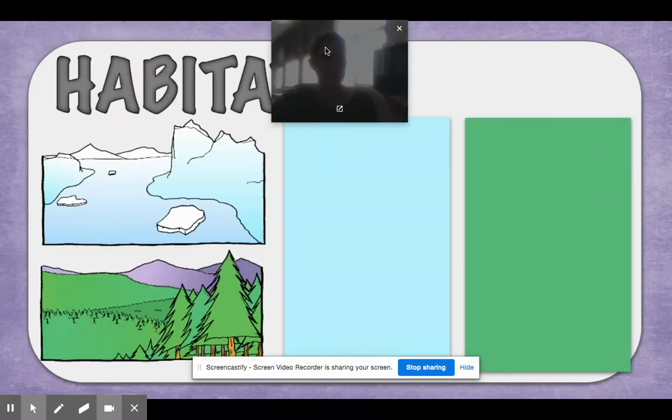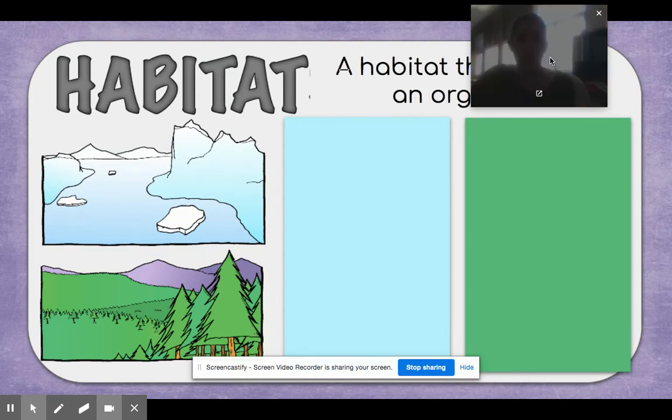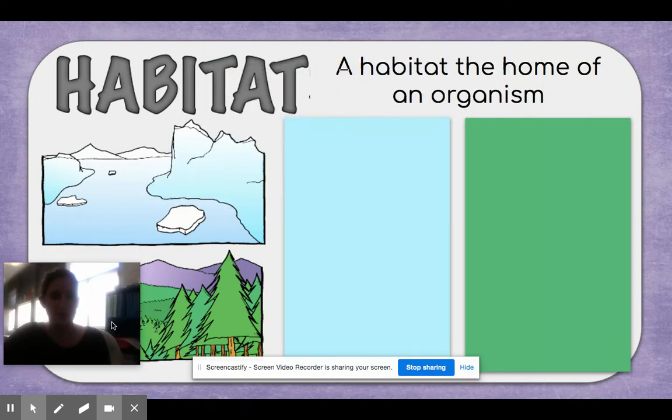Okay, so habitats. I do want to touch on this a little bit for right now. I want you to think habitat, home. Habitat, home. I put that right in the way, didn't I? There we go. A habitat is the home of an organism.